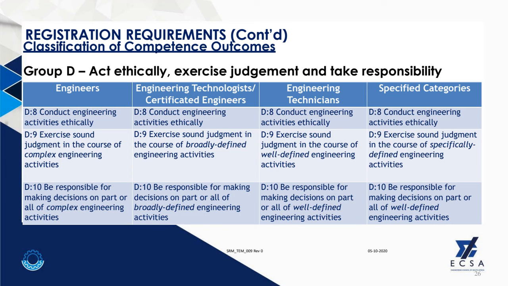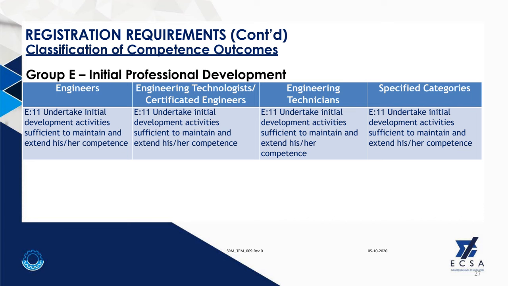Outcome 11 is about the initial professional development. Professional development is the same as CPD. It is called initial because it is looked at before you get registered as a professional, but it's the same courses. In terms of this, it's about undertaking initial development activities sufficient to maintain and extend your competence.